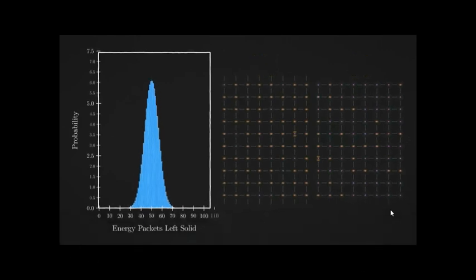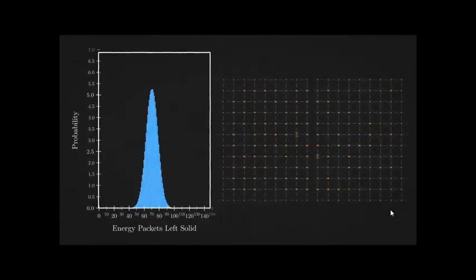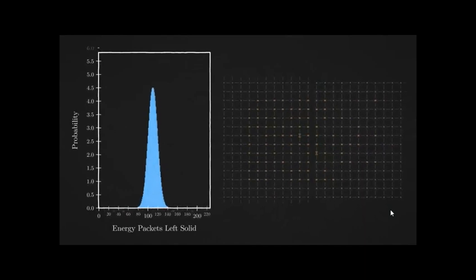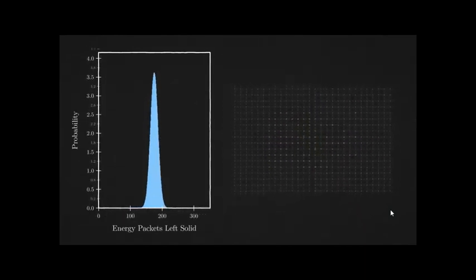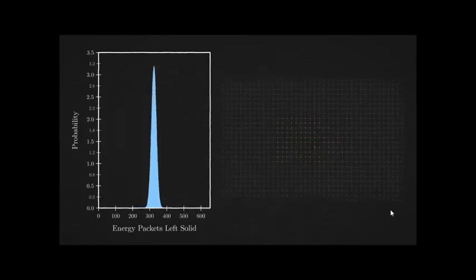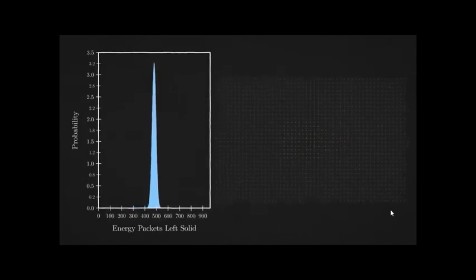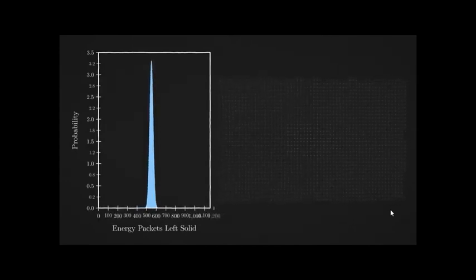And this trend continues as we keep scaling up the system. In everyday solids, there are around 100 trillion atoms and even more energy packets. So heat flowing from cold to hot is just so unlikely that it never happens.